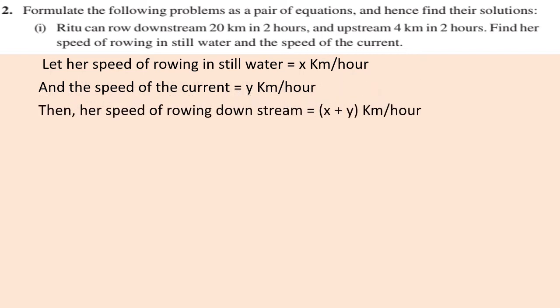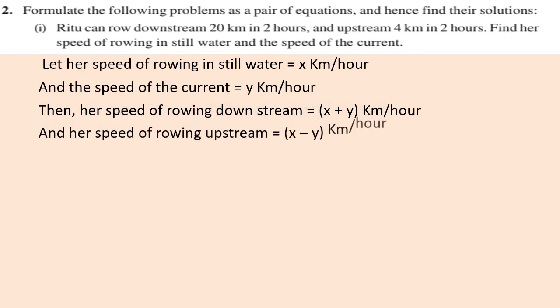Then her speed of rowing downstream, that means when we are moving downwards, the speed of the water current and the speed of rowing will be increasing. So you have to take it as x plus y kilometer per hour. And her speed of rowing upstream, always we have to take it as x minus y because we are sailing in the opposite direction of the flowing water. So it is x minus y kilometer per hour.